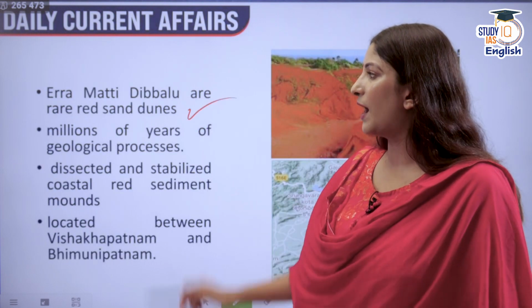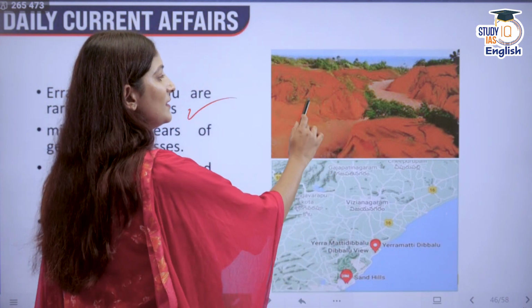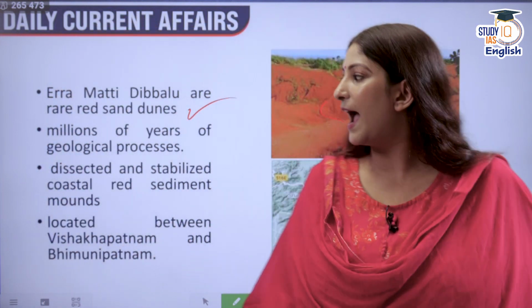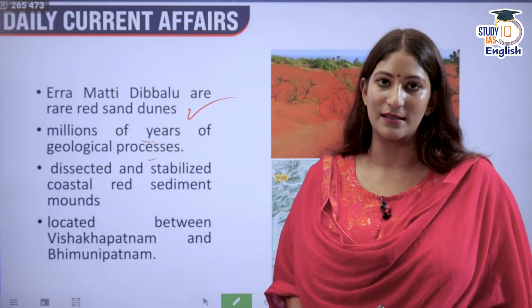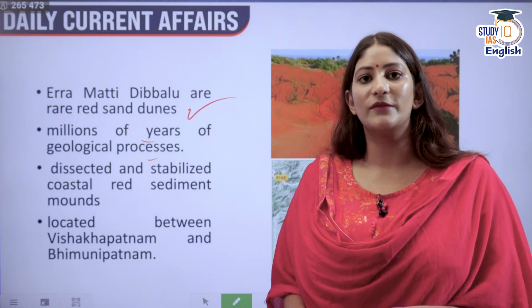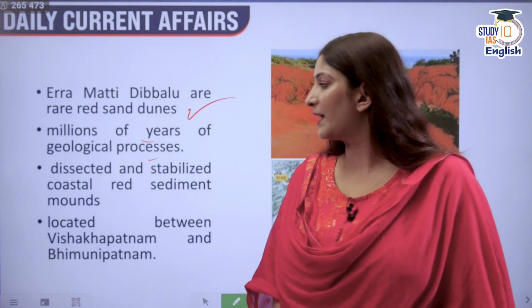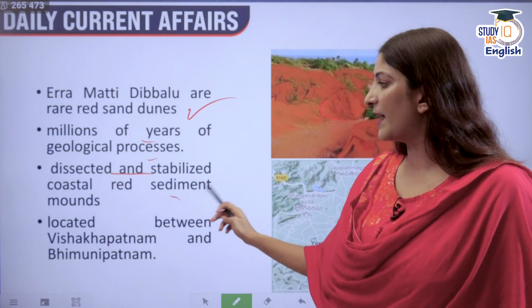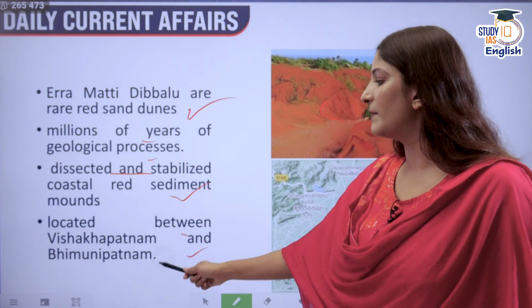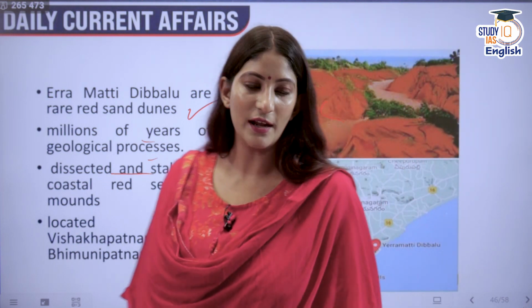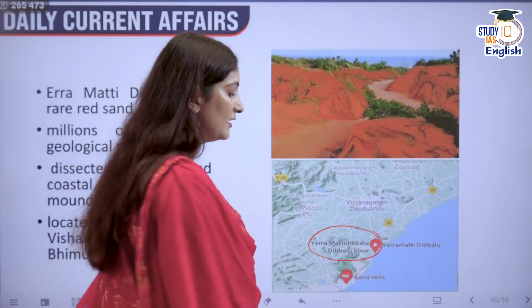Erra Matti Dibbalu are rare red sand dunes. These are red sand dunes, and they store millions of years of geological processes. So that is why it is important to preserve them. We have to understand how our earth evolved geologically. That is why it is a dissected and stabilized coastal red sandstone mound. It is located between Visakhapatnam and Bheemunipatnam. As you can see over the map here, Erra Matti Dibbalu.